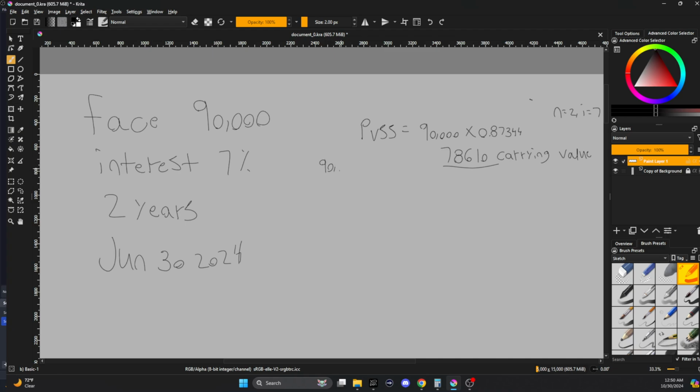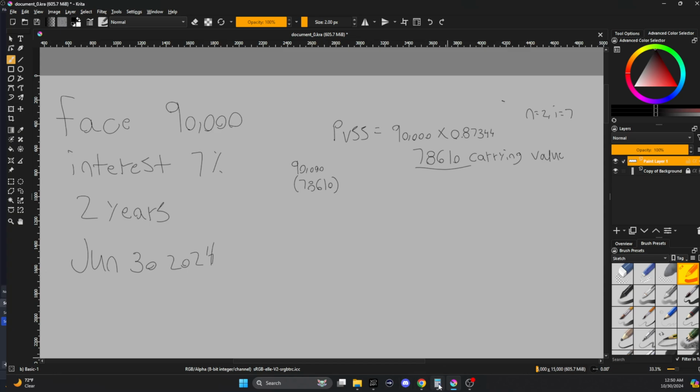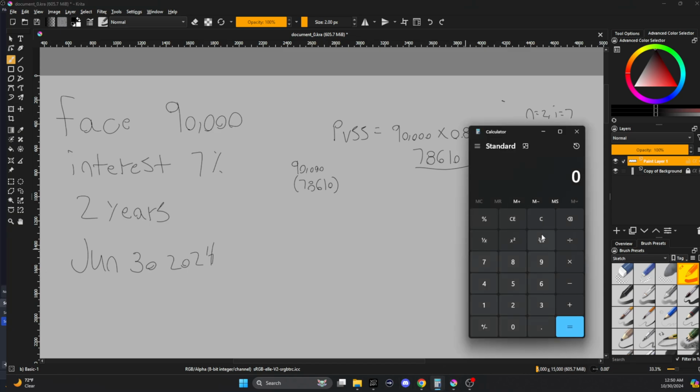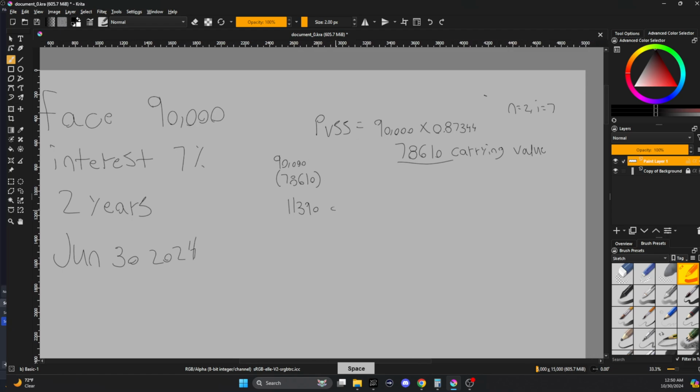And we need to also find the amount of the discount of the note, which would be 90,000, which is the face. You subtract 78,610. And let's see what that would give us. 11,390. And this is what we're going to call the discount.